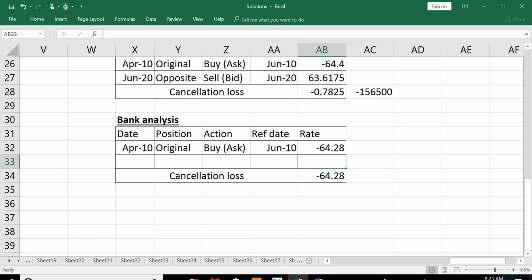Now my customer doesn't come on June 10, but I cannot say no to the other bank. So what will happen is June 10, opposite, sell for June 10.